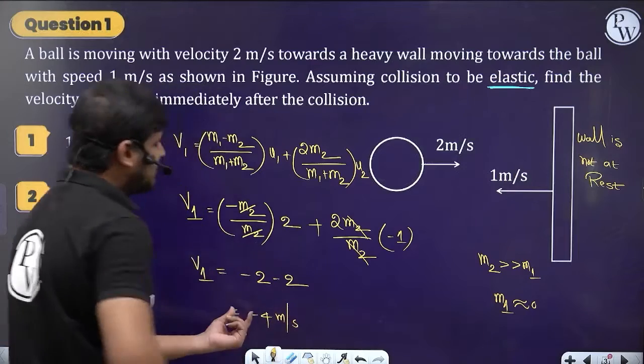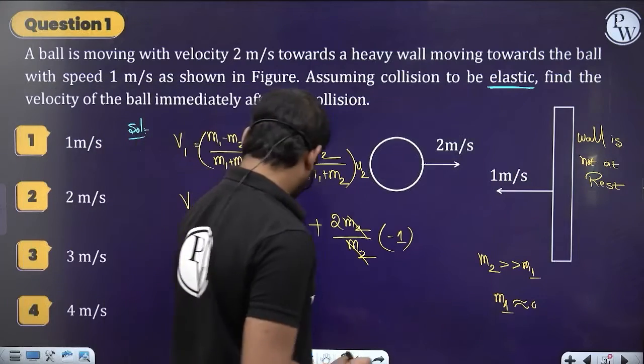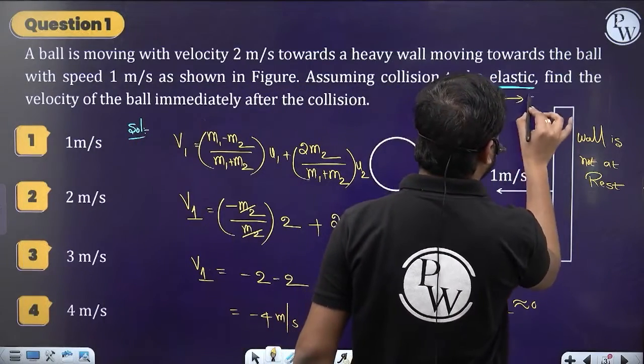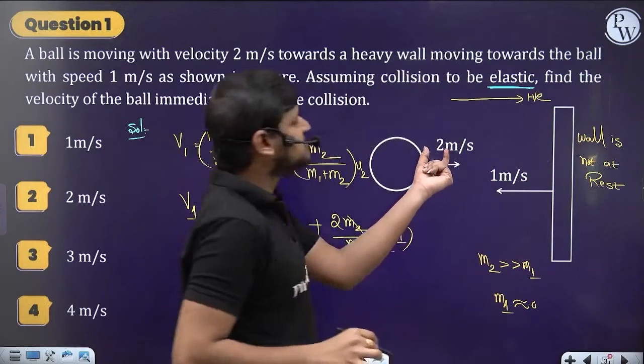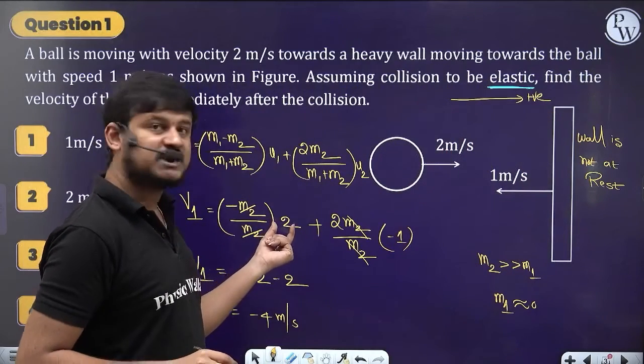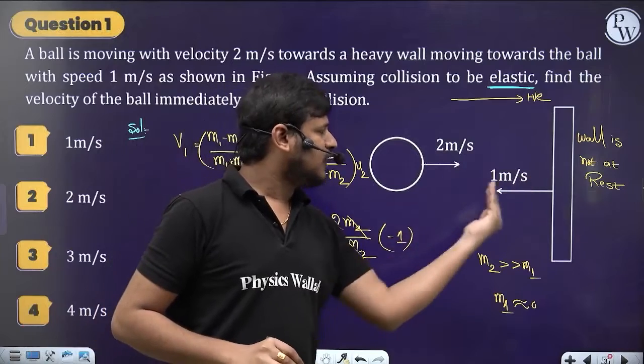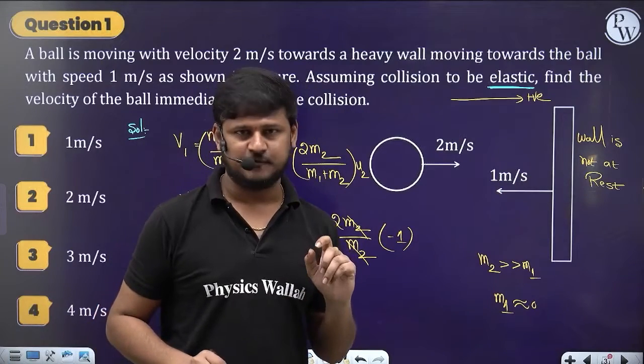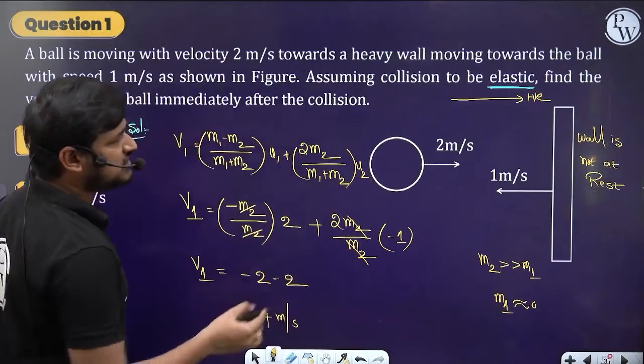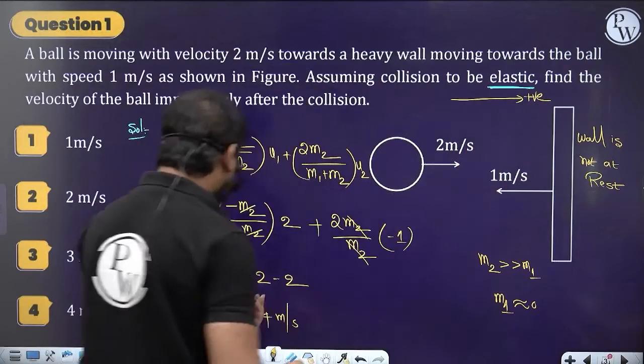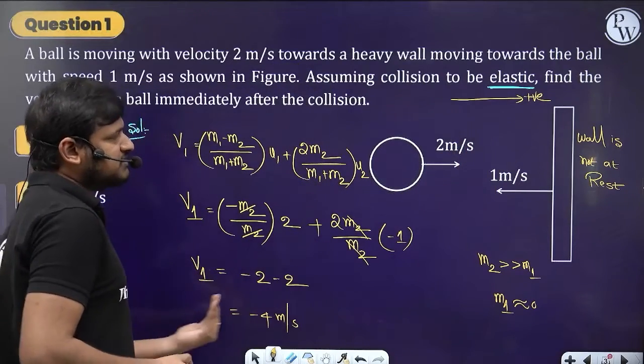So what does this minus indicate? We considered the right side direction as positive, right? So that's why I have taken this u1 as 2 meter per second positive and this u2 as -1 meter per second negative. Okay, understanding? So this side direction is positive. So we got the ball velocity as 4 meter per second to the left.